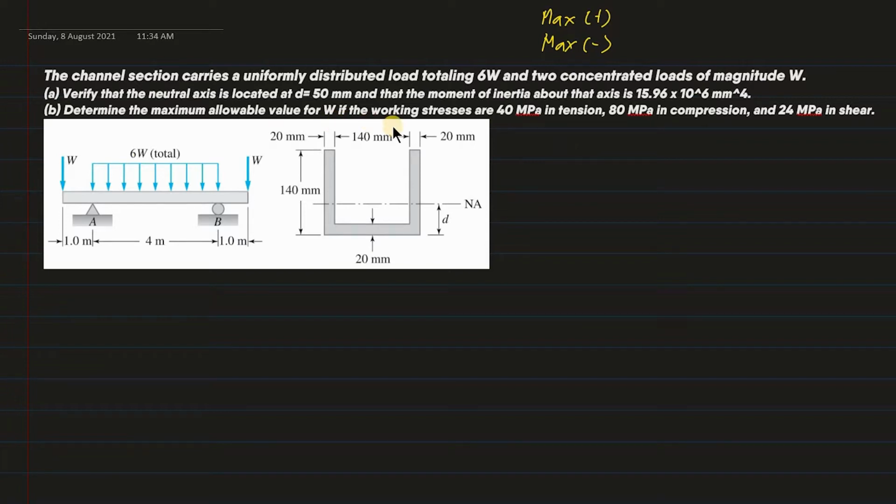Okay, so simulan natin sa A. I-verify daw natin yung location ng kanyang neutral axis, which is 50 mm above the bottom, and then itong value ng centroidal moment of inertia. Okay, so simulan natin sa neutral axis. Para gawin yan, gamitin natin yung formula na bar y is equal to summation of ay over summation of a. Okay, so this bar y is also equal dito sa d. Okay, so gawin natin reference point yung pinakababa. So this d is also equal to bar y.